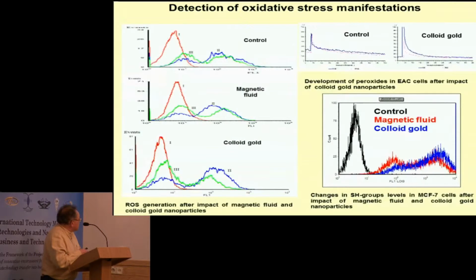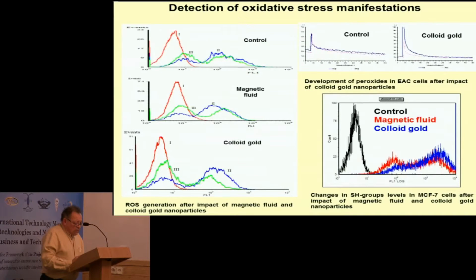using the flow fluorescence photocytometry method. We studied the sulfhydryl groups that directly participate in eliminating the active forms of oxygen.